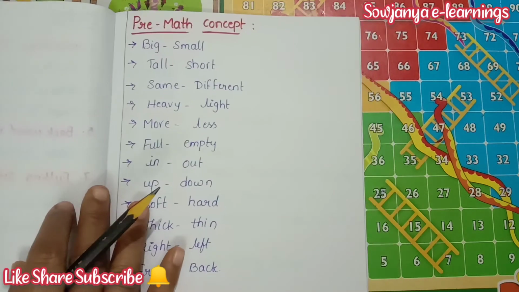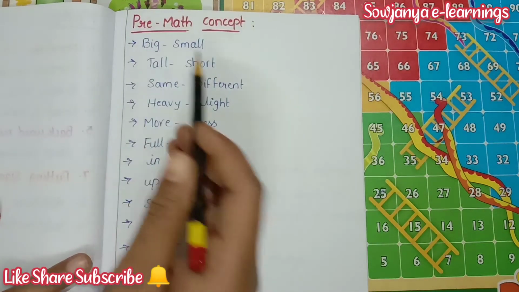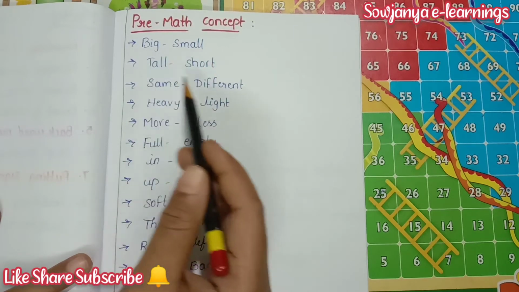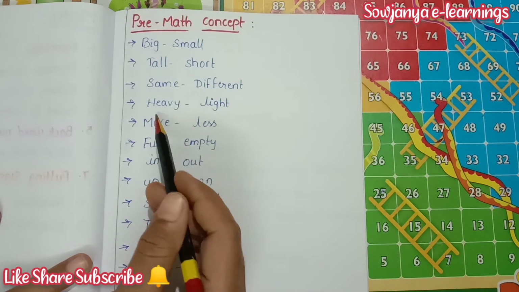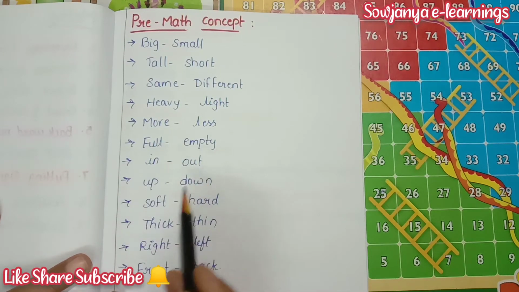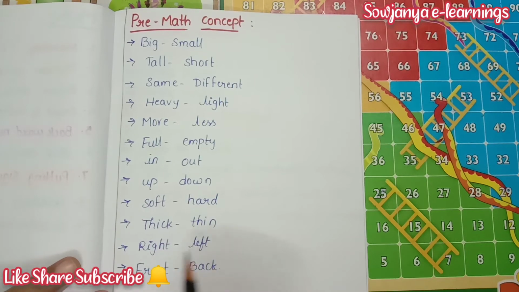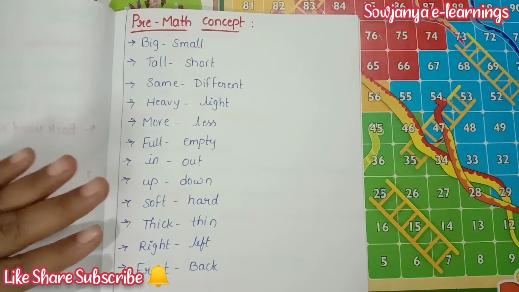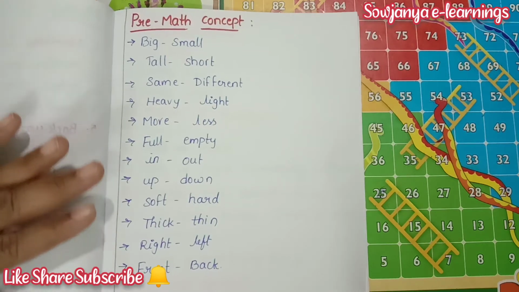Next, pre-math concepts. In pre-math concepts, we have to tell them so many others: big, small, tall, short, same, difference, heavy, light, more, less, full, empty, in, out, up, down, soft, hard, thick, thin, right, left, front, back. These are the topics for pre-math concepts. And we have these topics in maths.